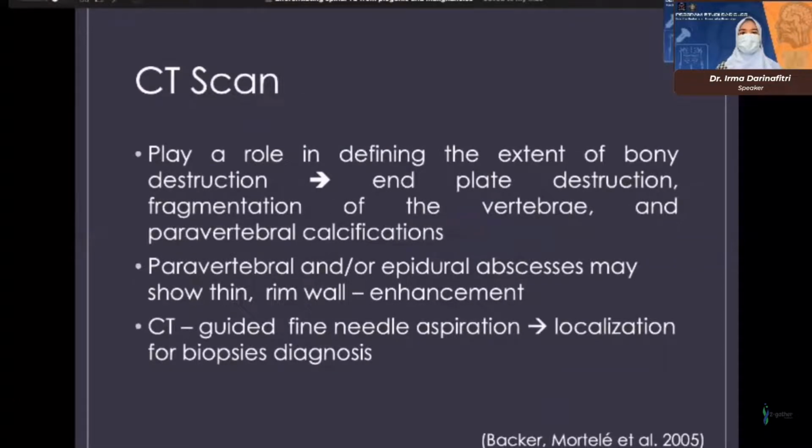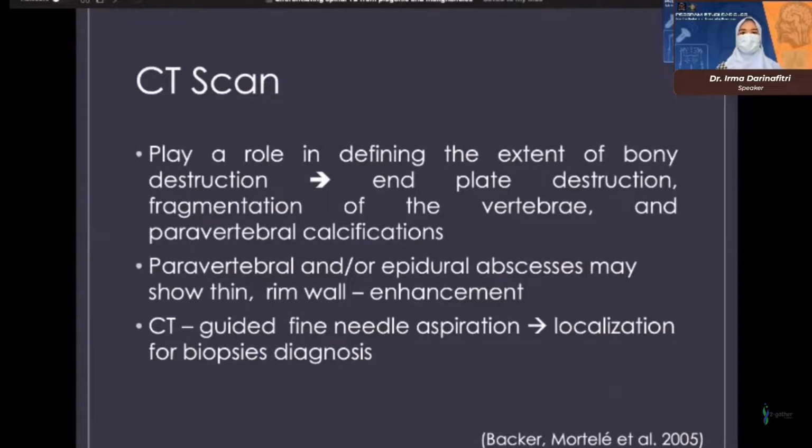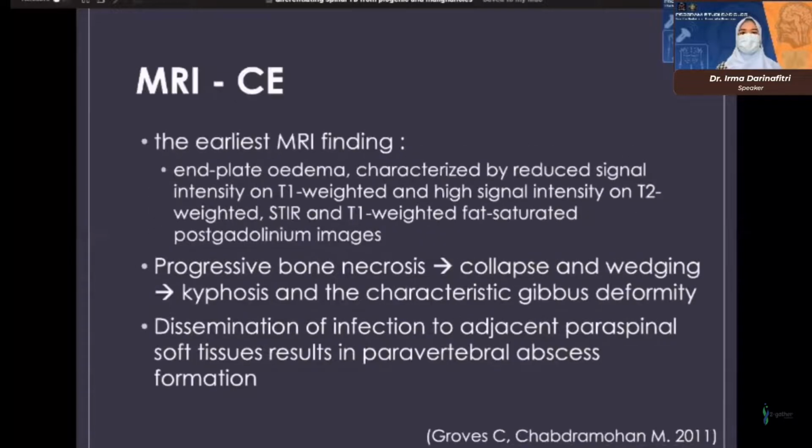CT scan plays a role in defining the extent of bony destruction and end plate destruction, fragmentation of the vertebrae, and paravertebral calcification. Paravertebral and or epidural abscess may show thin rim wall enhancement. CT-guided fine needle aspiration is used for localization for biopsy diagnosis. Now, MR imaging with contrast enhancement.